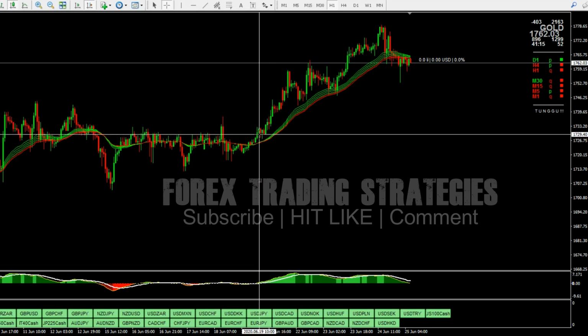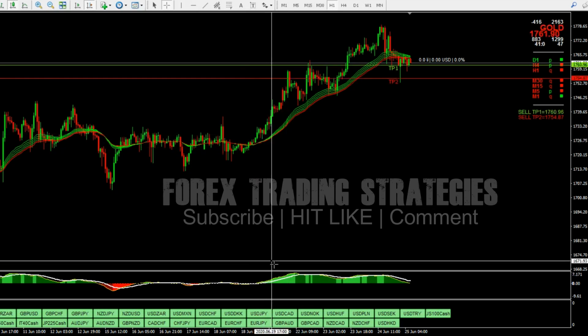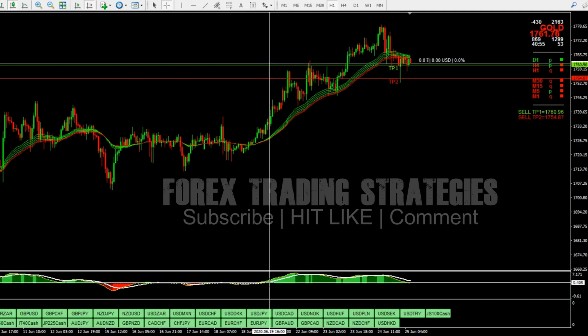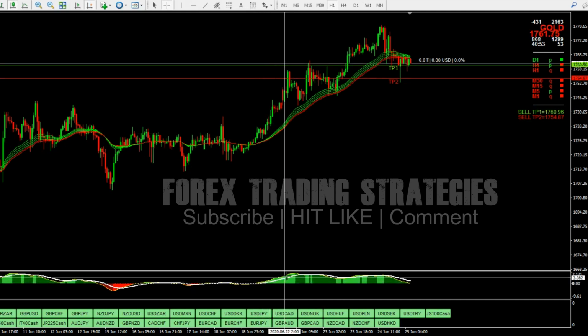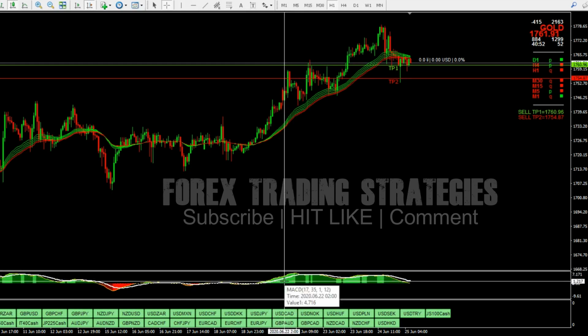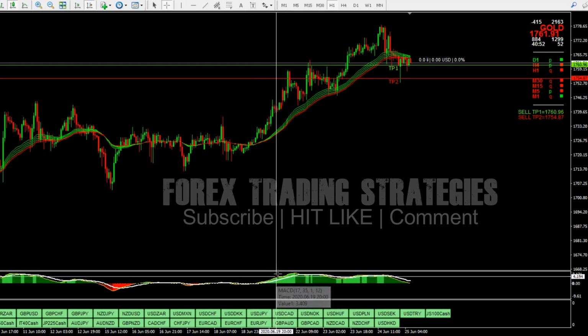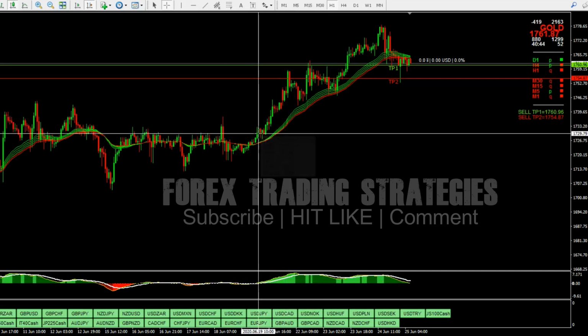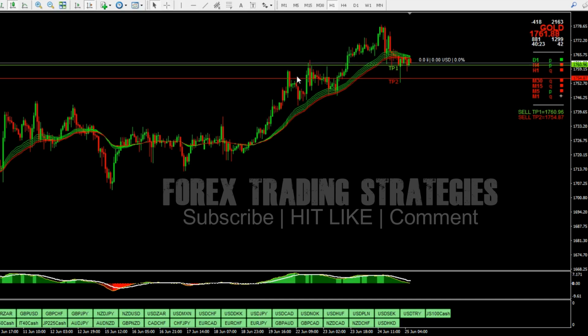Why do I place my trade here? Because the MACD is showing me that we are in a bullish environment. That's what this MACD is showing me. So you place your trade and you take it to 100 pips. Then you take out 90%, 95% of your trade. Then you leave the rest to run and you trail it.